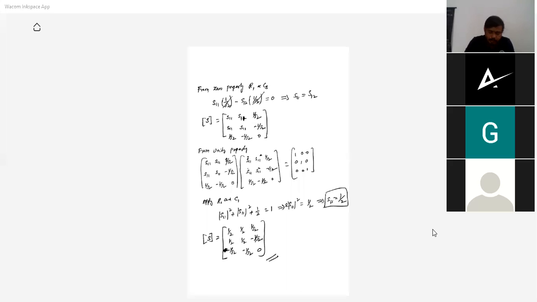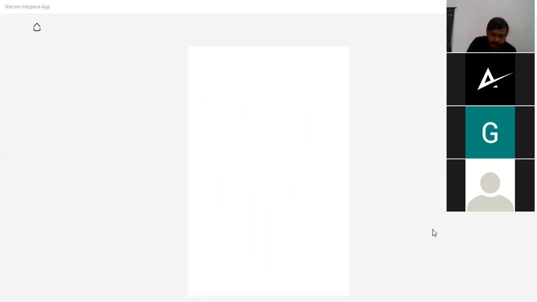Right, so then go for the next, the S matrix of magic T. Magic T is a 4-port device, so the S matrix is a 4 by 4 matrix. You can draw it, otherwise I will draw a simple one. In the textbook that diagram is there. You can draw it if you require.